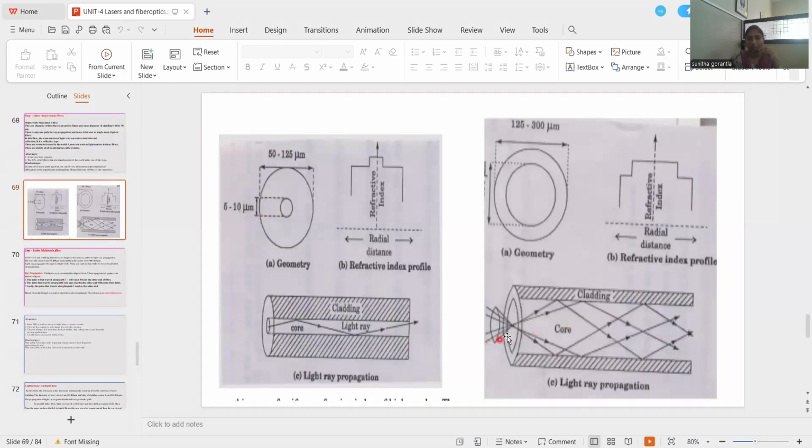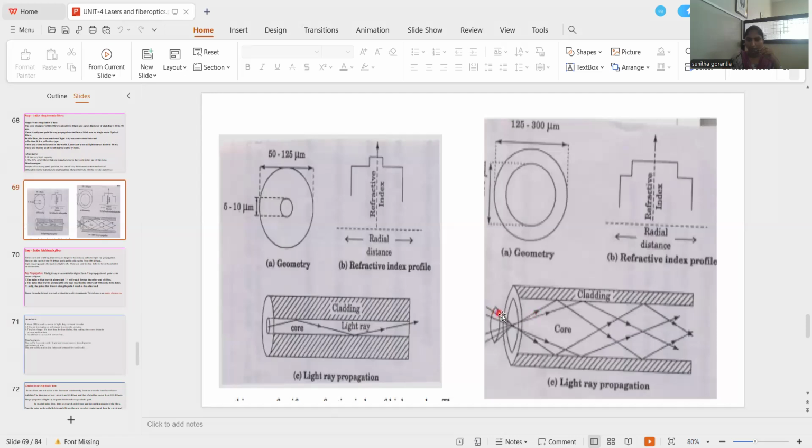See here, this is the ray 1. We consider the ray 1. So the ray enters into the core. It makes the lesser angle with the fiber axis and enters into the core, and at the core cladding interface it undergoes total internal reflection. And at the output we receive first this ray.